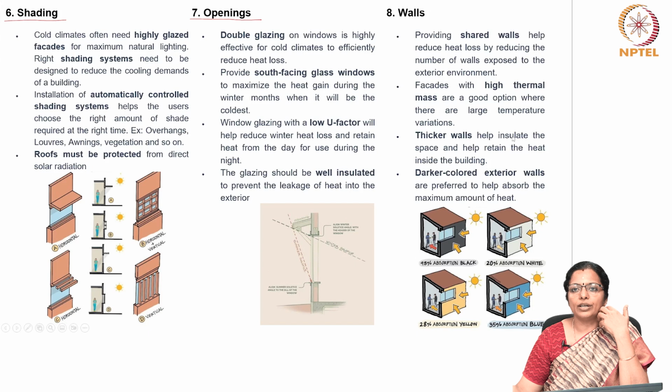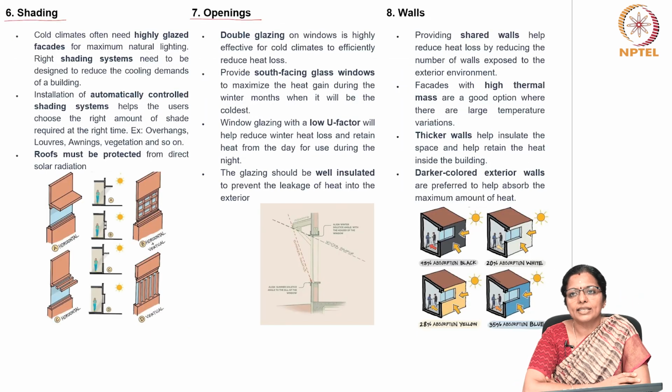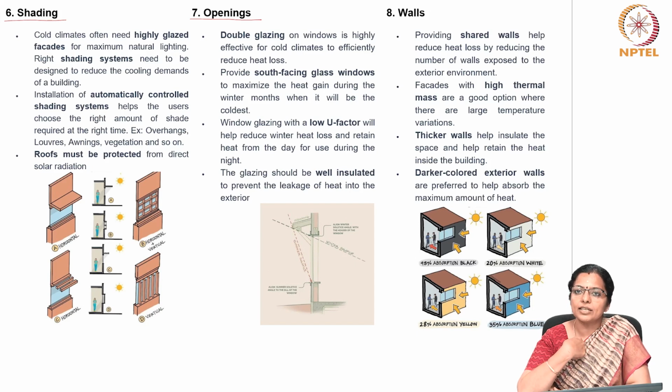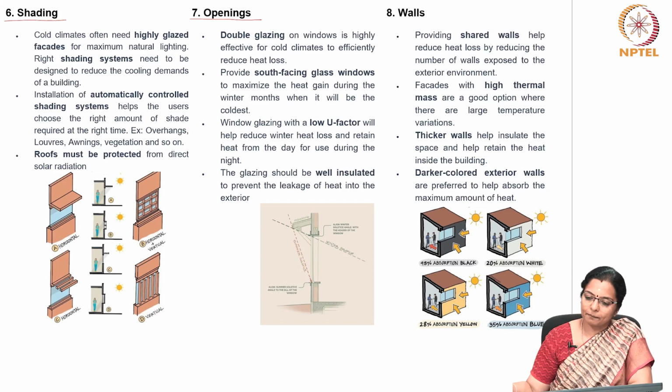Double glazing on windows is highly effective for cold climates to efficiently reduce heat loss. Provide south-facing glass windows to maximize the heat gain during the winter months when it will be coldest. Window glazing with a low U factor will help to reduce winter heat loss and retain heat from the day for use during the night. The glazing should be well insulated to prevent the leakage of heat into the exterior.